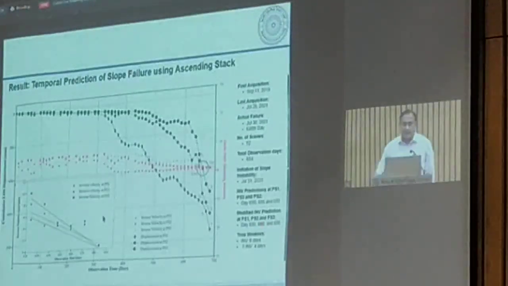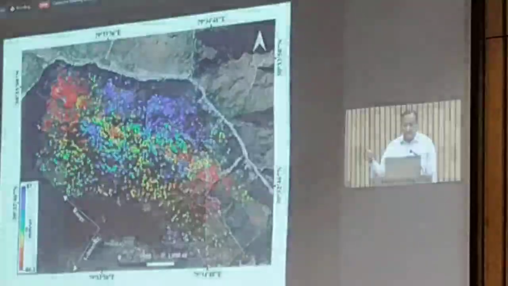Can we forecast when a large landslide is likely to occur, where the landslide vulnerability zoning has already been done using space data by CBRI and NRSC and other people? So this is how the technology is progressing.